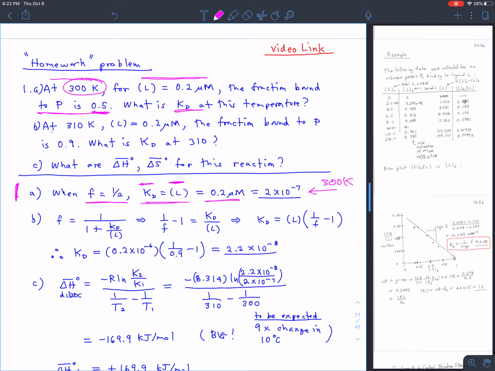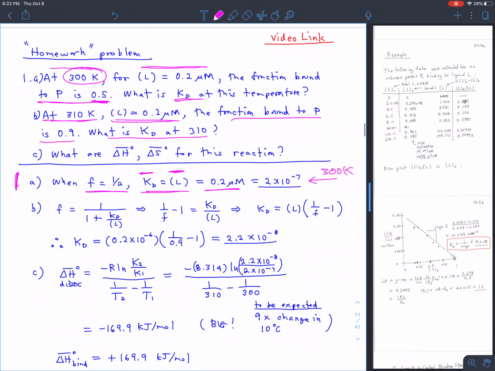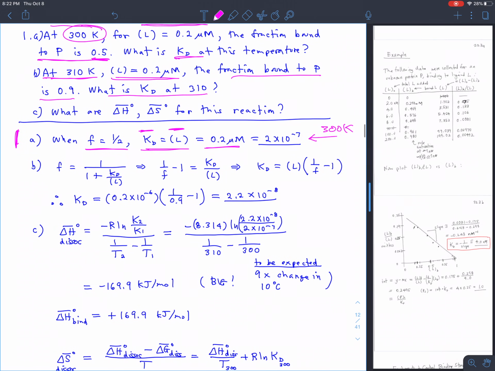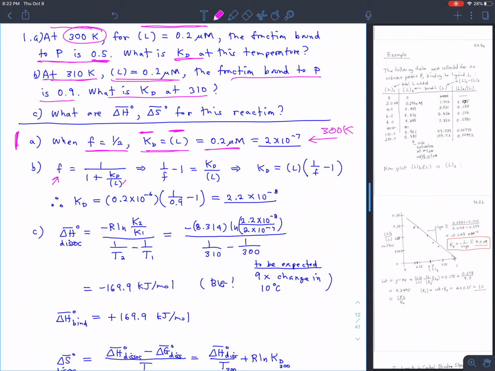Part B says at 310 K, raising the temperature by 10 degrees, keeping the ligand concentration the same, the fraction bound to P is 0.9. What is Kd at 310 K? In this case, we know the fraction bound. We know the ligand concentration. We have to solve for the Kd value. That's a matter of doing some algebra.